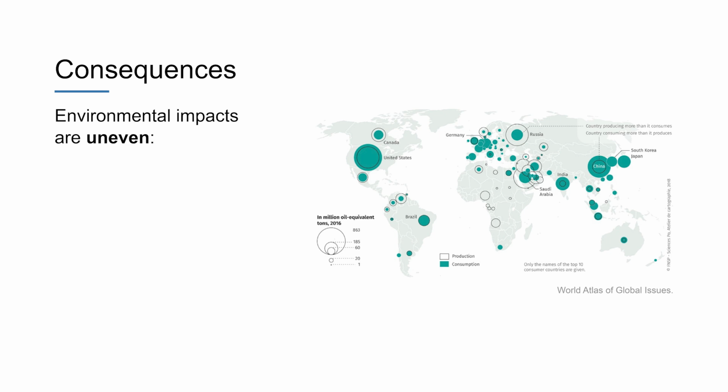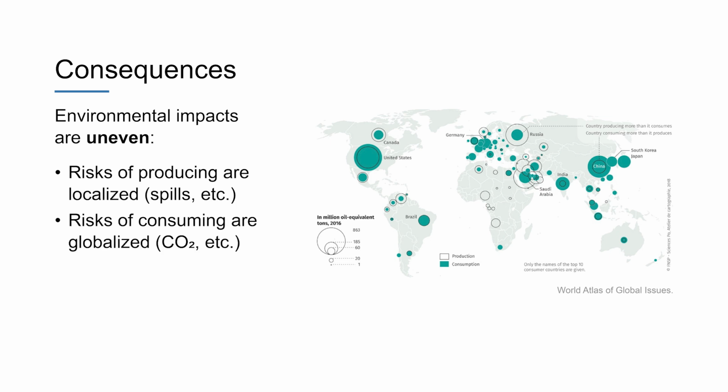And when I say uneven, you should be thinking spatial patterns, right? So the risks of producing petroleum are localized, for example, through spills. But the risks of consuming petroleum are globalized, for example, the CO2 that gets put into the air. So this is kind of lopsided, right? For folks who are producing petroleum, they have to deal with the risks in their local area. But when it's being consumed, when we are benefiting from the combustion of petroleum products, then everybody has to deal with the risks.